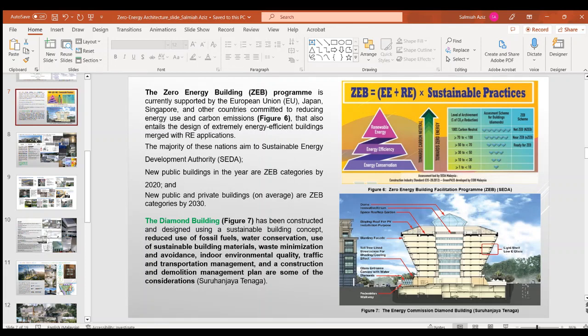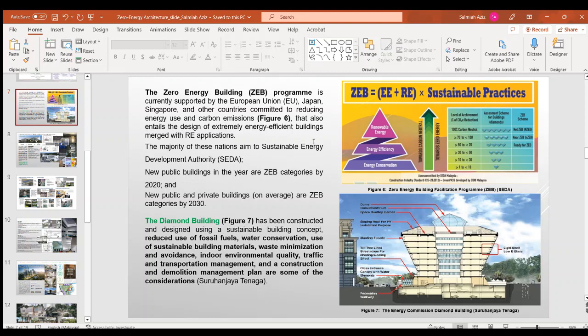If we look at the zero energy building, the ZEB program is currently supported by the European Union, EU, Japan, Singapore and other countries committed to reducing energy use and carbon emissions. It is portrayed in figure 6, showing how the energy efficient building can be constructed. There are three components in an energy efficient building: energy conservation, energy efficiency, and also renewable energy. There is some calculation to know if the building is energy efficient or not. So this is how things should look.